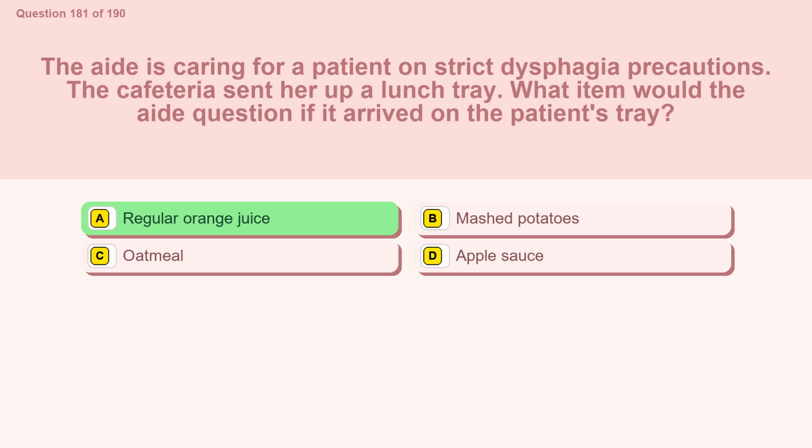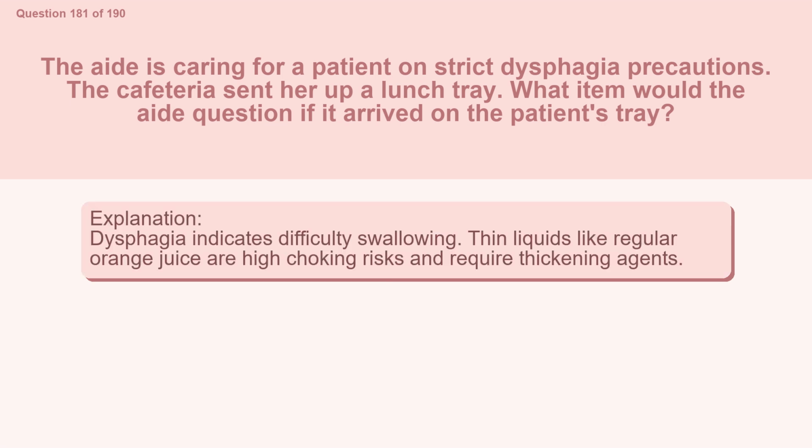The correct answer is option A: regular orange juice. Dysphagia indicates difficulty swallowing. Thin liquids like regular orange juice are high choking risks and require thickening agents.